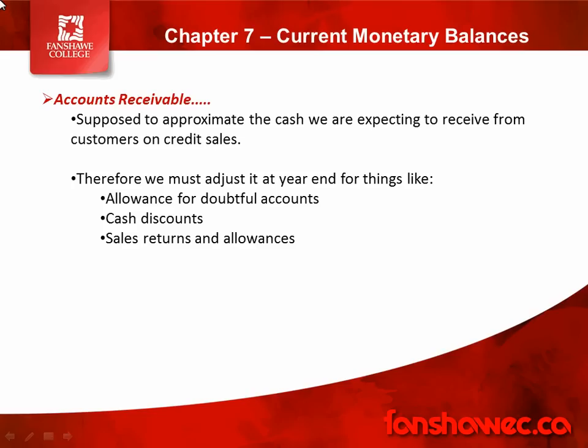So the allowance for the cash discounts and the allowance for the sales returns are also contra accounts to your receivables. So theoretically, you could have accounts receivable on your balance sheet and have three contra accounts reducing it. One for AFDA, one for cash discounts, and one for sales returns and allowances.